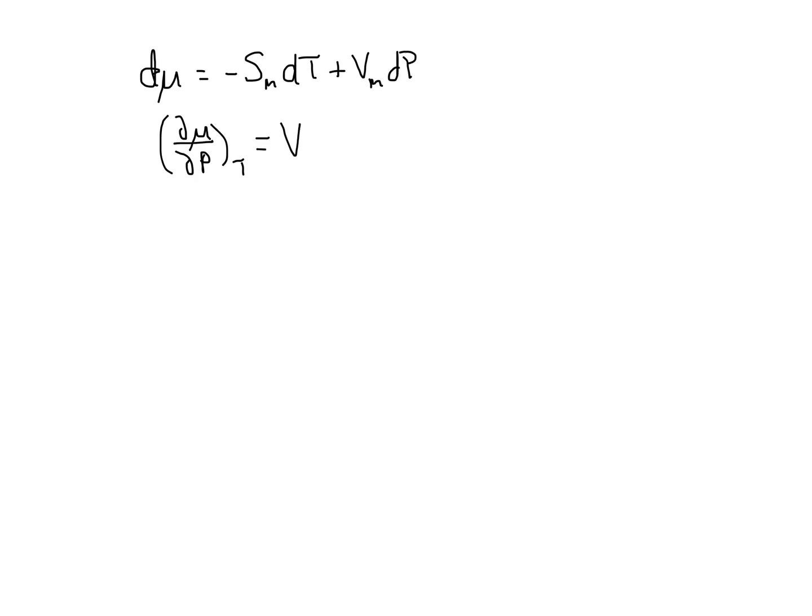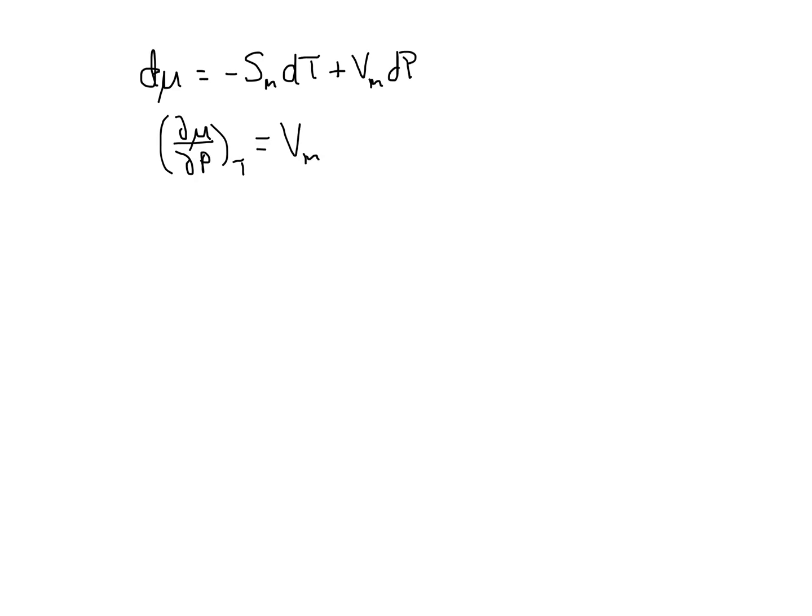The differential expression for the chemical potential of any component is equal to minus the molar entropy of that component, dT, plus the molar volume of that component, dP. So if we want to know how the chemical potential changes with pressure at constant temperature, then we have the molar volume of that component.